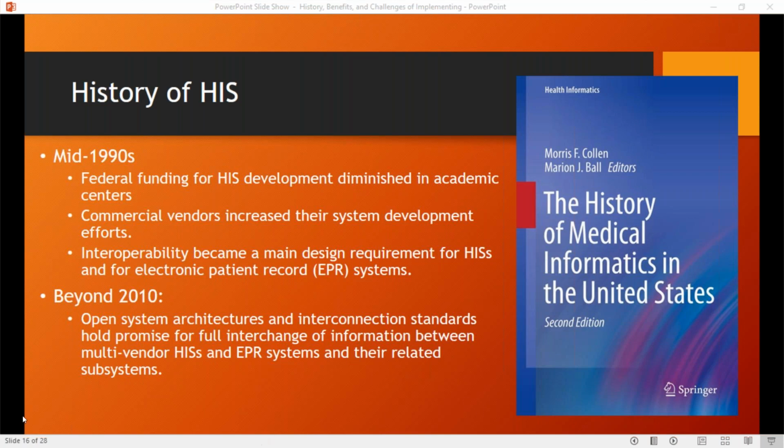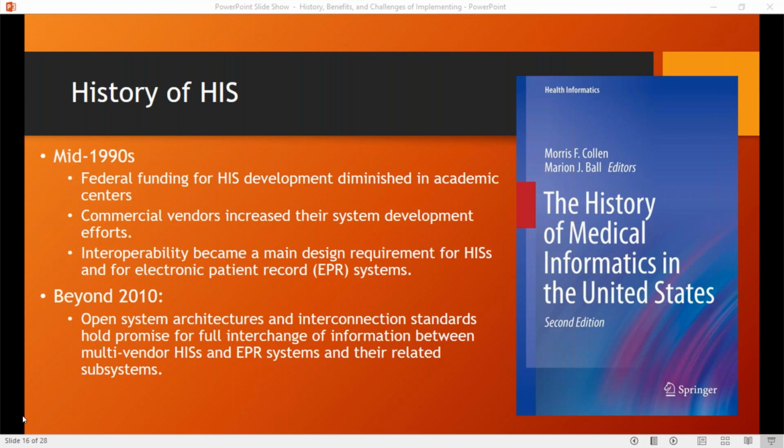Hello, hello. Is this better? Hello, Doc. Yes, you got disconnected a while ago. Okay. So I think we were talking about beyond 2010? Okay, there we go.